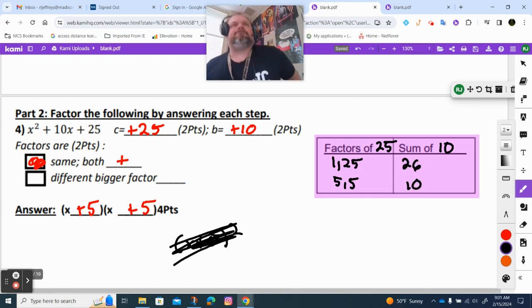All right. Are we good with number 4? Anybody need more time? Yeah. C is the one that determines if they're the same or different. And this determines this next answer.